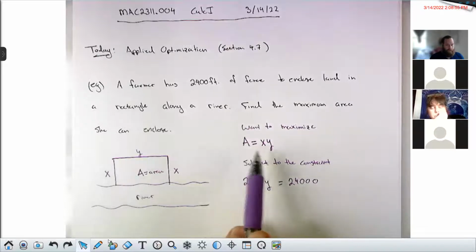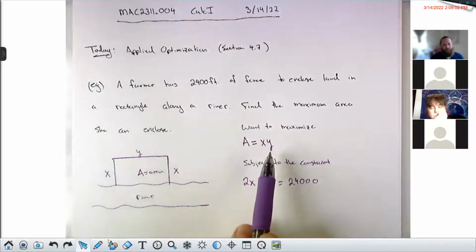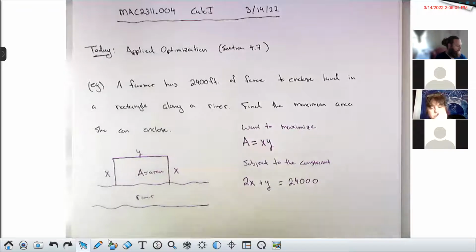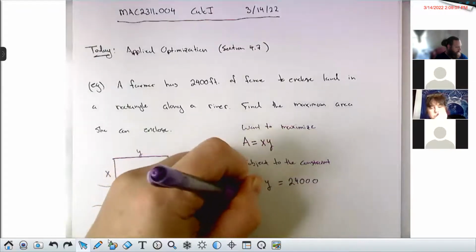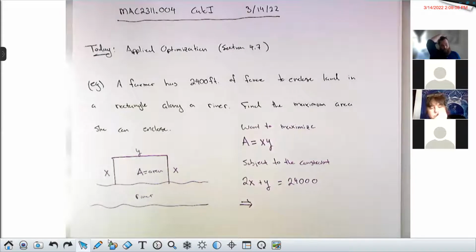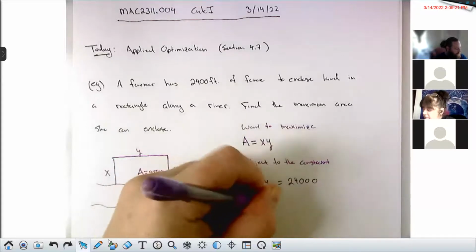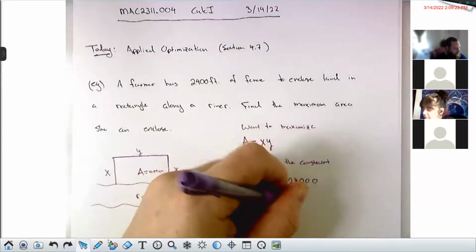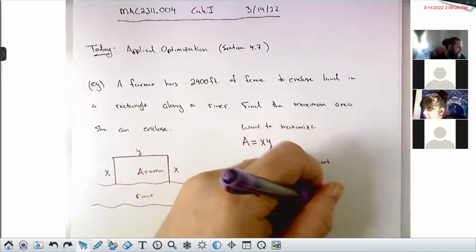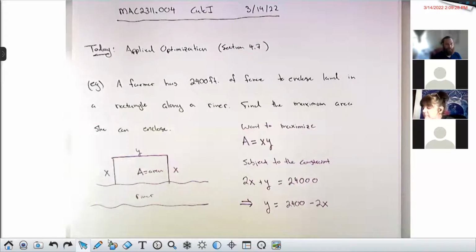From here, the name of the game is to get this thing into a form where I can differentiate and find the max. In order to do that, I need to have a function of just one variable. So I can solve my constraint either for x or for y, then plug that back into the function I'm trying to maximize. That will give me a function of a single variable, which I can differentiate and find the max on. So if we subtract 2x from both sides, I get y equals 2,400 minus 2x.